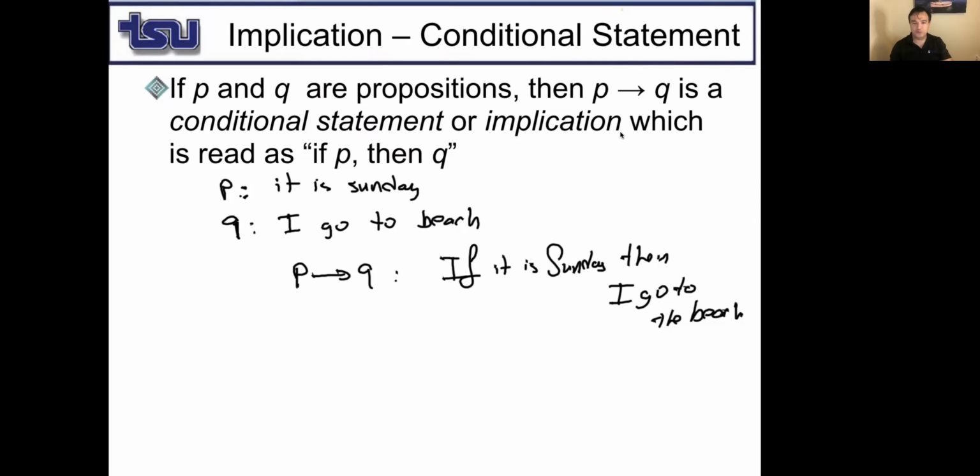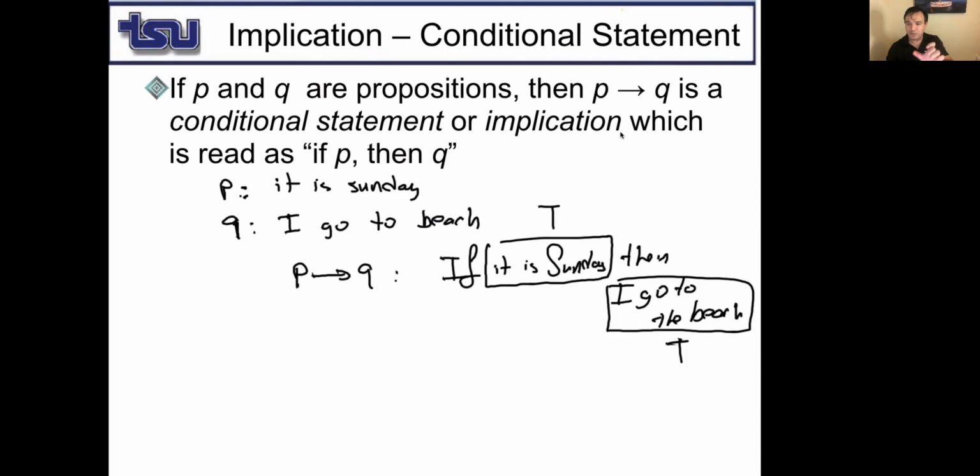Okay, so now my question to you. If it is Sunday, and if I go to the beach, what does that mean? The compound statement is true. This is true, and this is true. That means the promise that I have, I say, if the condition is true, then I will do something. So if the condition is true, and if my conclusion is true, then the compound statement is true, okay? So true implies true is going to be true. How about if it is Sunday, but I do not go to the beach? That means I did break my promise, okay? So the compound proposition will be false.